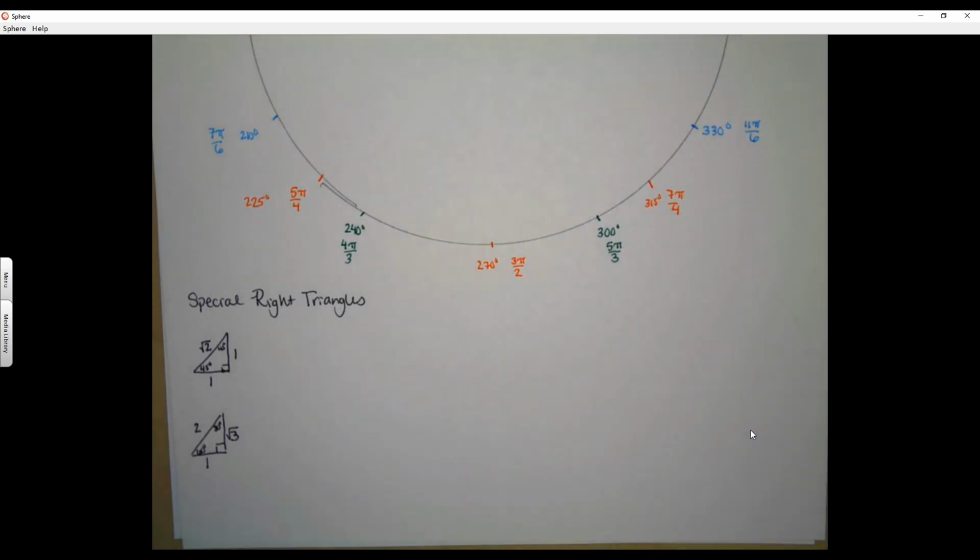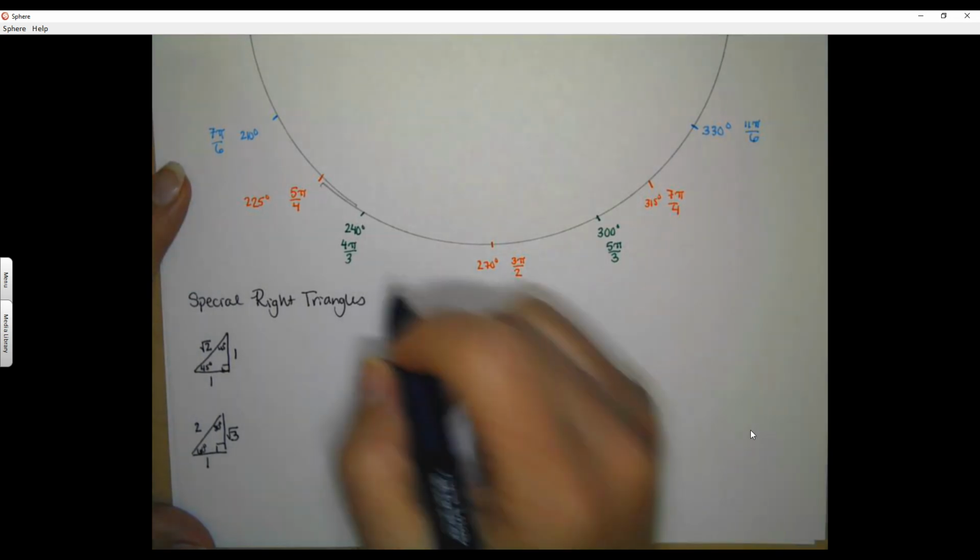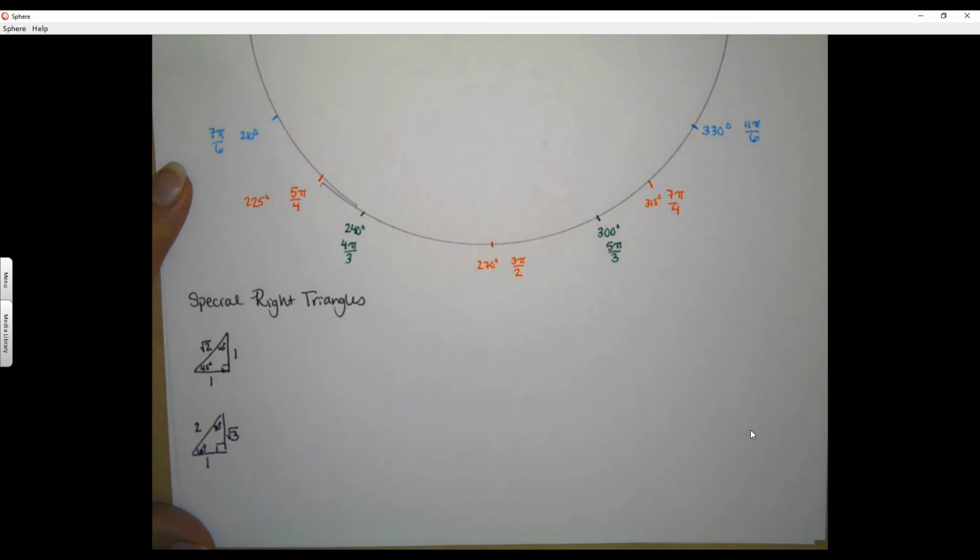We're going to make a little table to show sine, cosine, and tangent for some of these numbers as they relate to our unit circle. Let's use a different color.